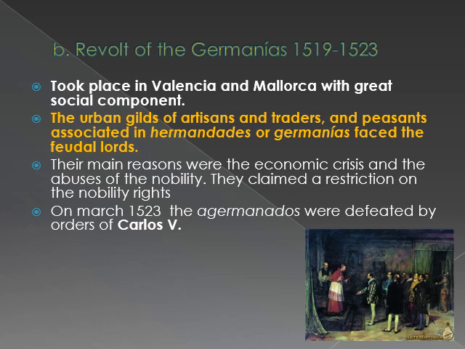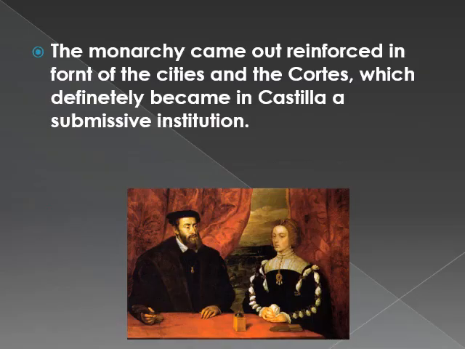They are also going to be defeated by the orders of Charles V on March 15, 2023. The monarchy is going to come out reinforced out of this conflict, because after defeating all these comuneros and germanías, the authority of the monarchy is going to be completely unquestioned.